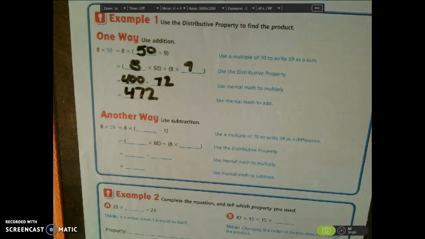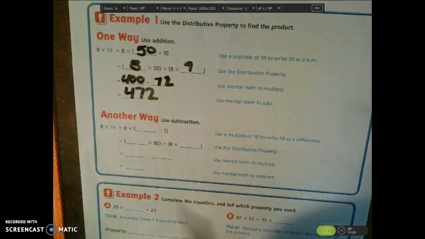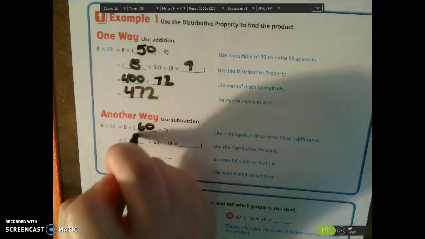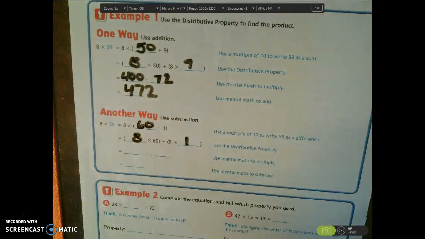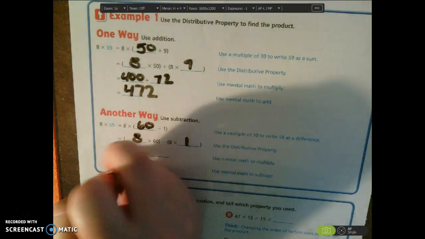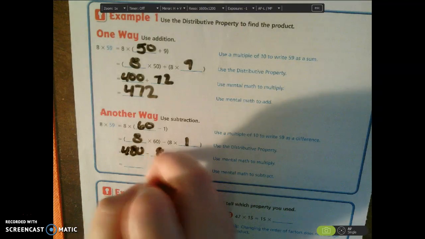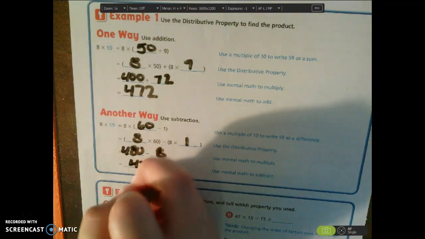Another way that we can do this problem is by using subtraction. So instead of doing 59, we can do 60 minus 1. And then we're going to do 8 times 60 and 8 times 1. So we have 8 times 6 is 48 plus a 0, 480. And 8 times 1 is 8. 480 minus 8 is 472.